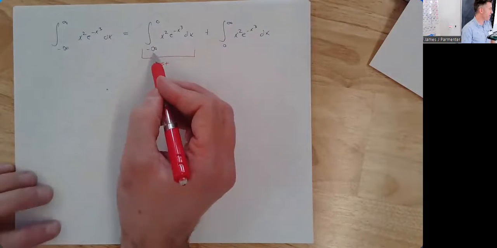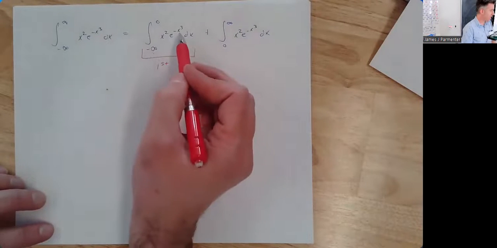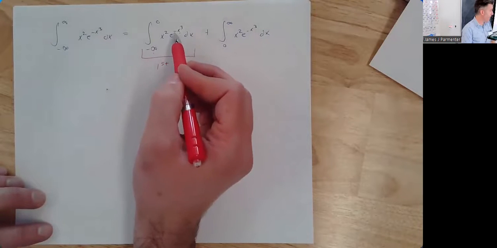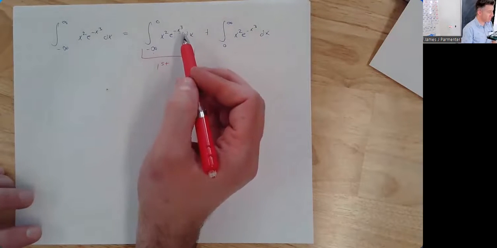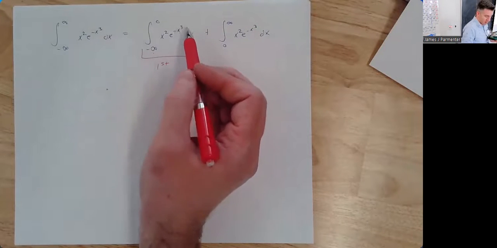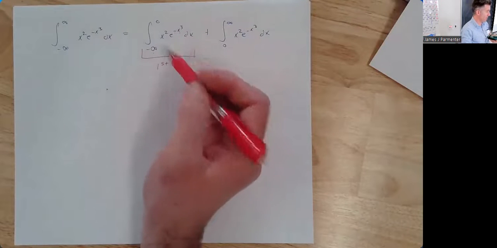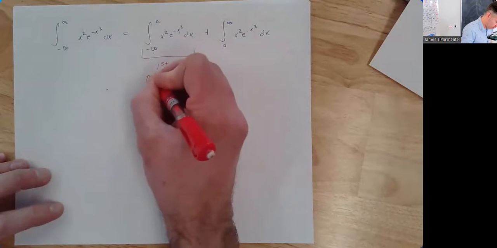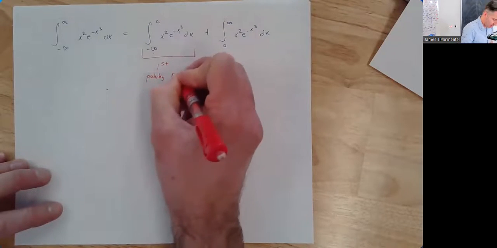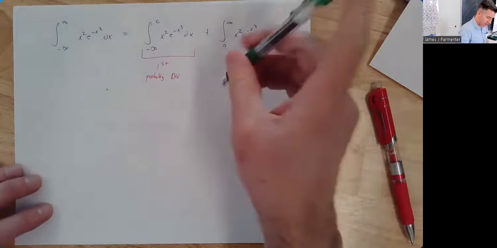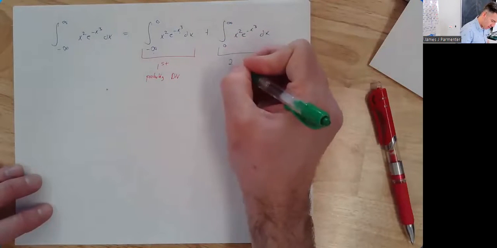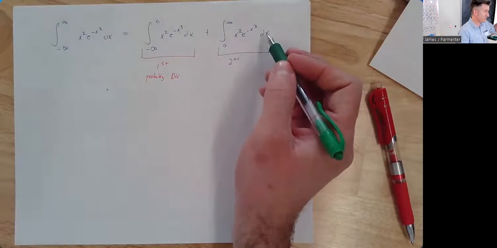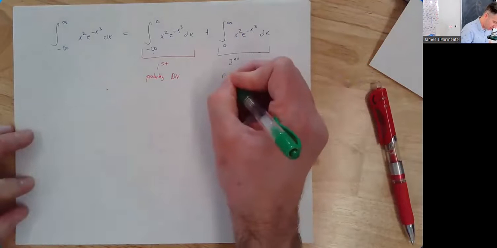If you plug in negative infinity for x, what's negative infinity cubed? Still negative, but then the negative of that is positive infinity, right? So what I'm seeing here is essentially an e to the positive infinity, which means it's very likely that this section diverges. This probably, I'm almost sure, diverges. On the other hand, over here, if I plug in infinity, infinity cubed is infinity, and e to the negative infinity goes to 0. So this one probably converges.